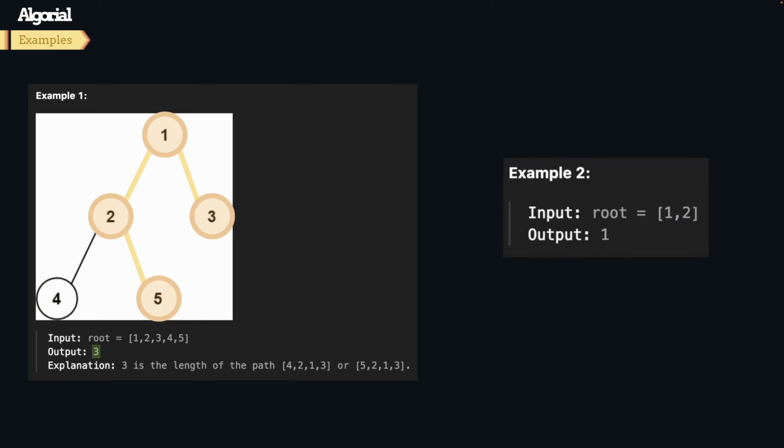Second example, we just have 2 nodes, so they are connected by only 1 edge in between them, and that is what we are going to return. Let's see how we are going to solve this problem.